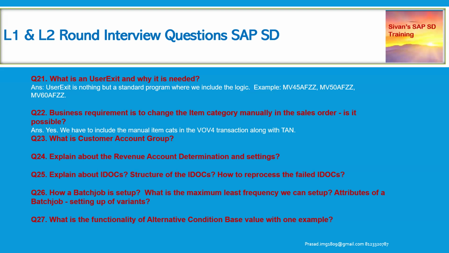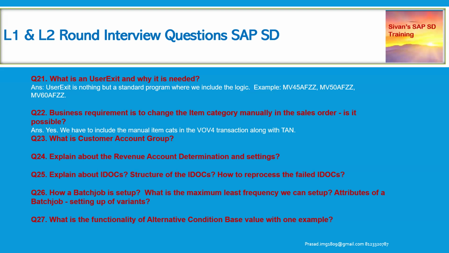Explain about IDocs, the structure of IDocs, and how to reprocess failed IDocs. IDocs are nothing but intermediate documents which are used to exchange data between systems, like SAP to SAP or SAP to non-SAP. At order level we use the ORDERS message type, at delivery level DELVRY or SHPMNT for shipment, and at invoice level the INVOIC message type.